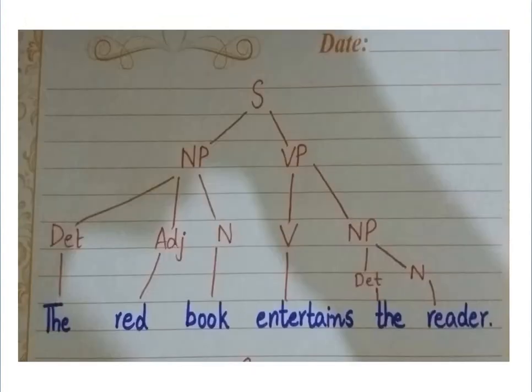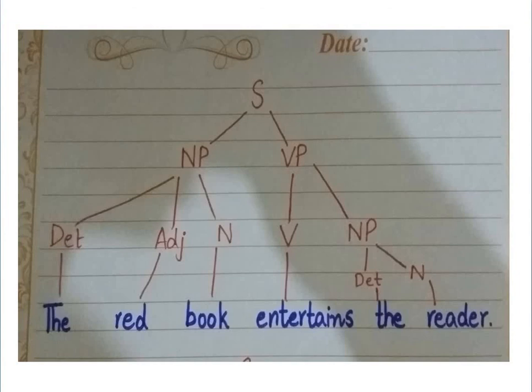Another example is "The red book entertains the reader." "Entertains" is a verb, so the verb phrase starts from here, and the rest that is left is the noun phrase. So "the red book" is the noun phrase and "entertains the reader" is the verb phrase. So a sentence is divided into a noun phrase and a verb phrase.